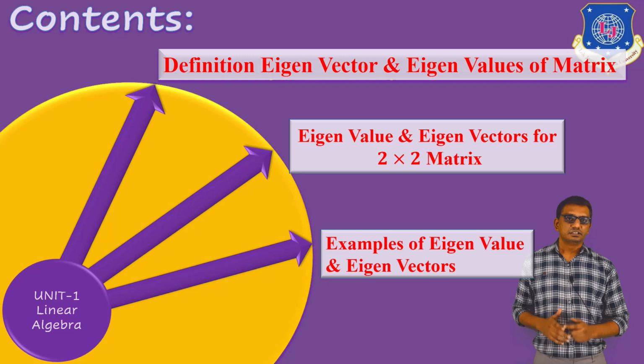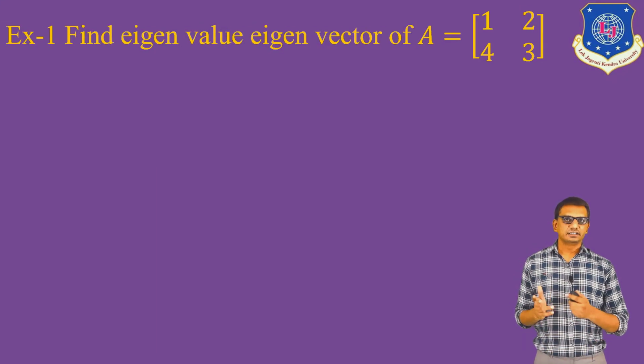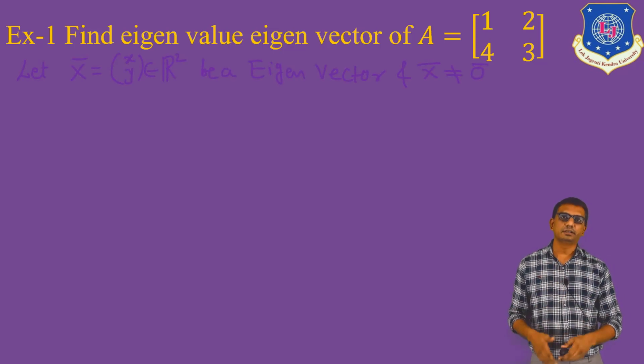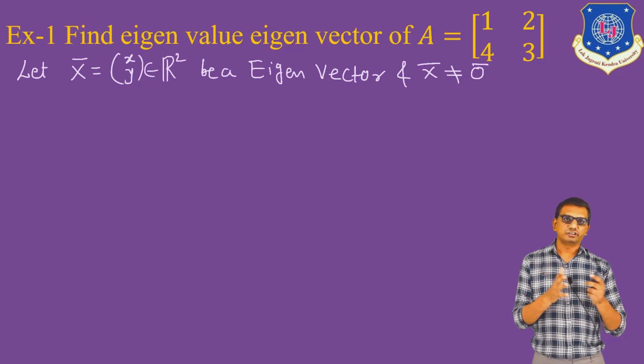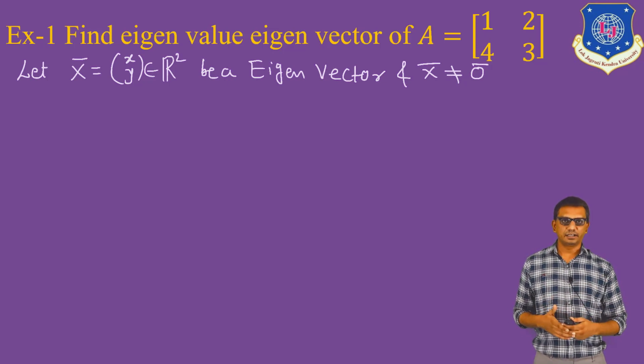Now we will see some examples related to 2 by 2 matrices. Here this is our matrix 1, 2, 4, 3. In the previous slide we studied the concept of eigenvalue and eigenvector, but now we will see how to find the eigenvalues and eigenvectors from the given matrix. Assume that x bar equals (x, y) is an eigenvector, and therefore it is a non-zero vector.